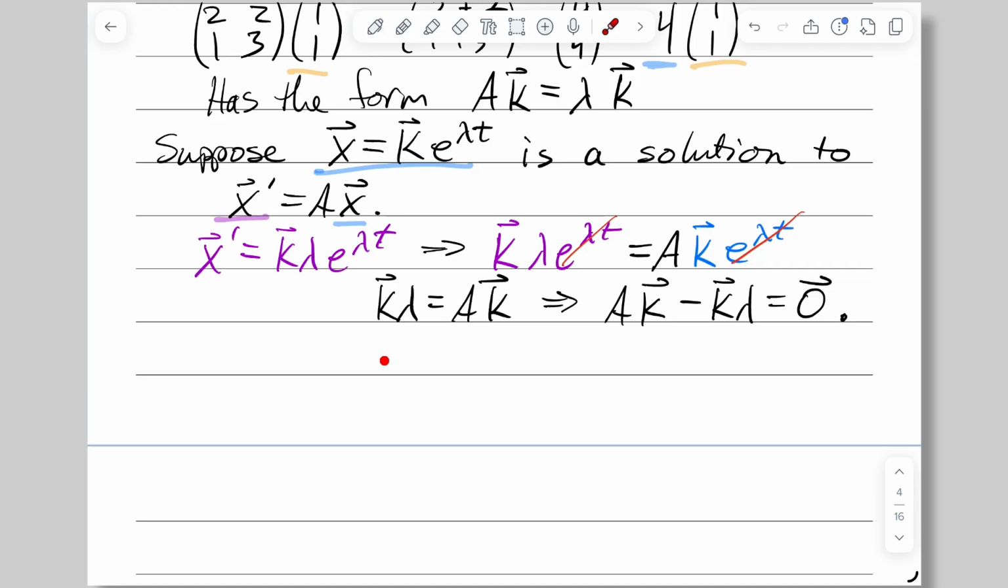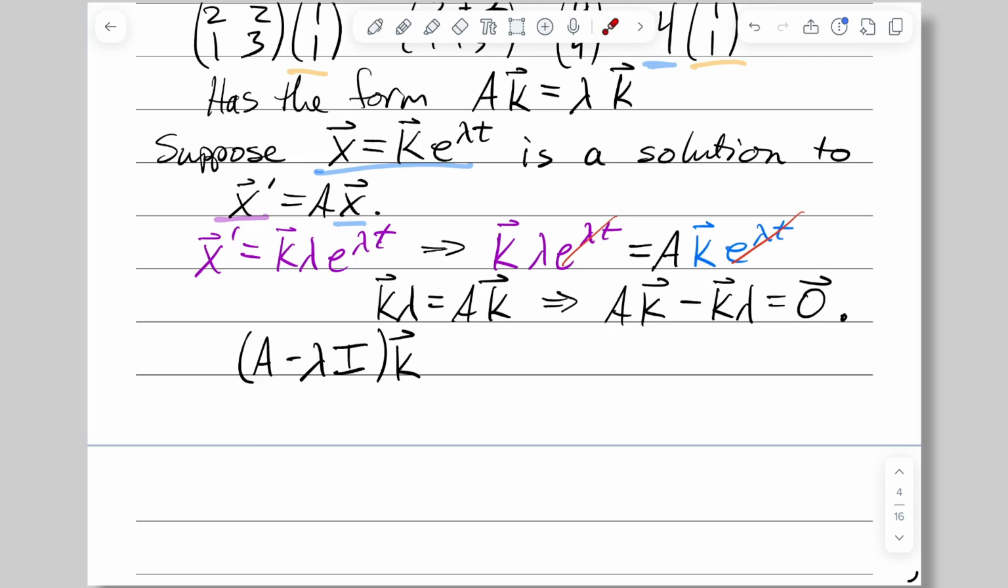Now, suppose I want to factor out the vector k. I then end up with a bit of an issue here, because what I would be left with would be A minus lambda times k, but this is a problem because A is a matrix and lambda is a number, and we can't subtract a matrix from a number. They aren't the same kind of thing. So to turn lambda into a matrix without affecting its lambda-ness, we're going to multiply by I.